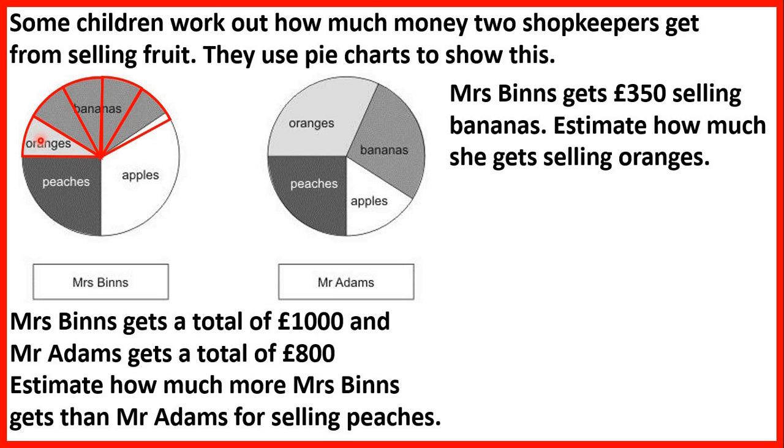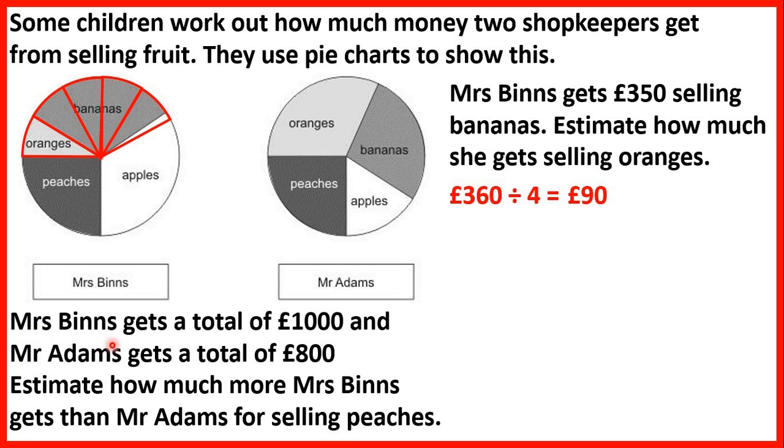So it's about a quarter of 360. And 360 divided by 4 is 90. So I would estimate that she gets £90 from selling oranges. But an estimate of between £80 and £100 will get you the mark for this question.